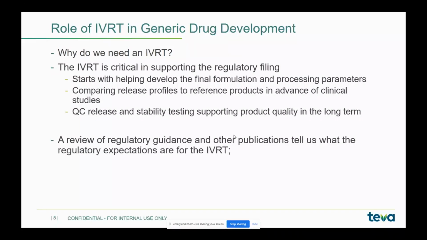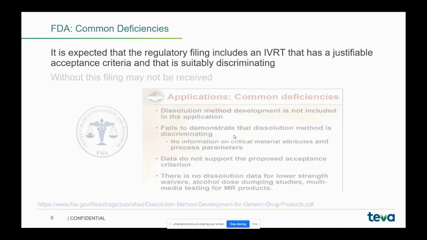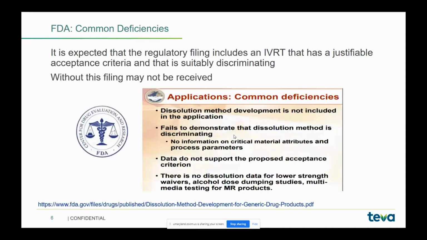There's plenty of regulatory guidance and publications to help direct you on what is to be expected from your drug release method, but it really can be distilled down to this: you have to submit a report that justifies all the parameters of your test and shows that your test is suitably discriminating. There's a slide I pulled from an old FDA presentation of some common deficiencies, and I think there's a presentation later on going into that in more detail.